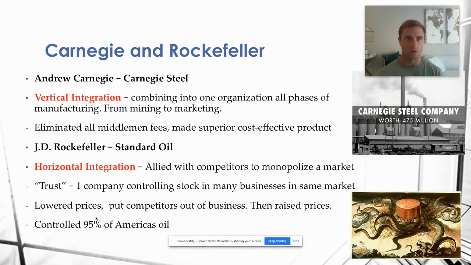The two big giants of the era are Andrew Carnegie and J.D. Rockefeller. That's when you think of the industrial tycoons of the Gilded Age.